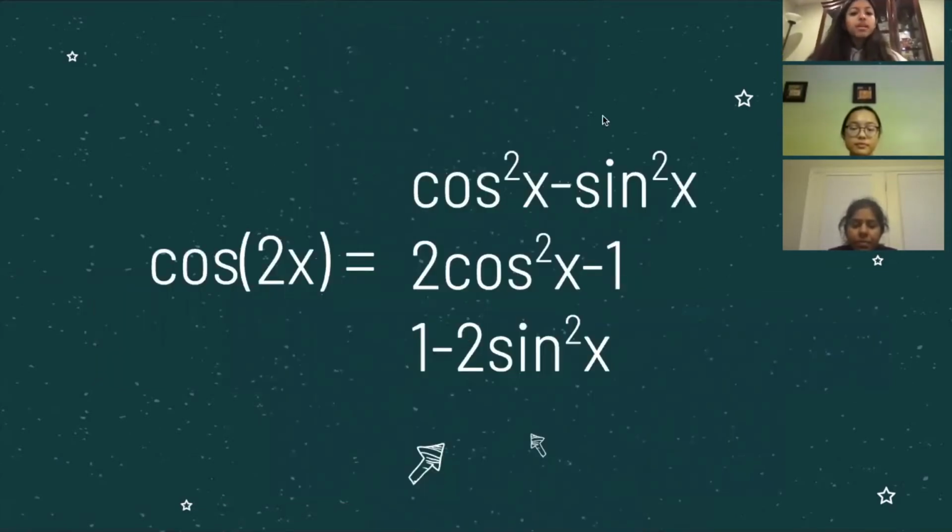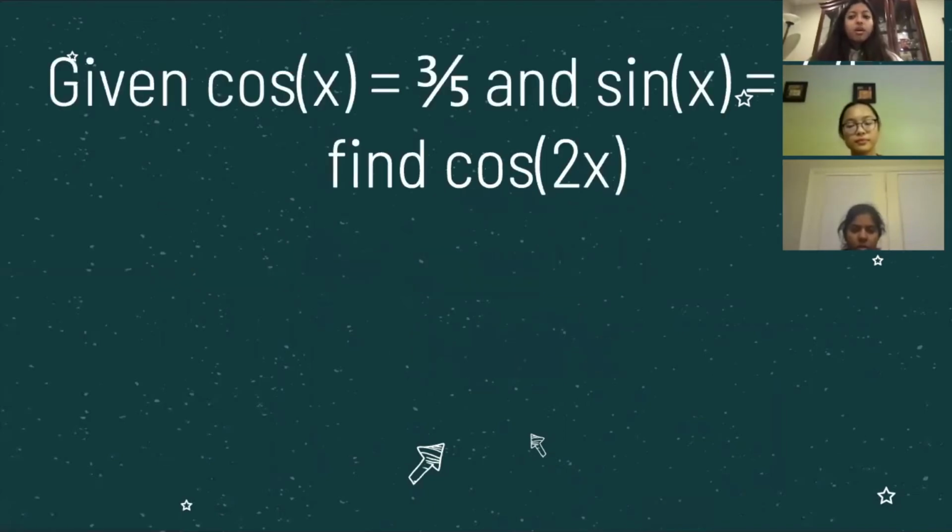Next, we will be learning about the double angle for cosine, which is cosine 2x equals cosine squared x minus sine squared x, or 2 cosine squared x minus 1, or 1 minus 2 sine squared x. All three of these represent the double angle for cosine 2x. For our example, given that cosine x equals 3/5 and sine x equals 4/5, find cosine 2x.